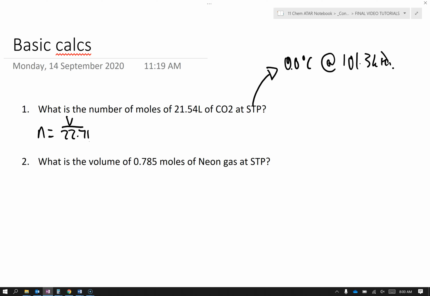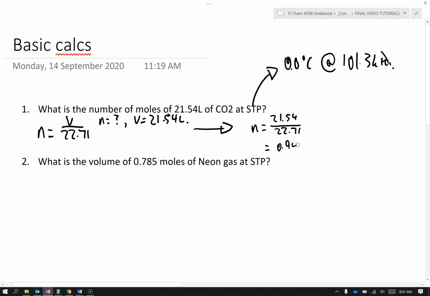So that is my formula. I know from my question that my number of moles is unknown and my volume is equal to 21.54 litres. I can then substitute these values in by saying n is equal to 21.54 divided by 22.71. And when I do this, I get 0.94855 moles. Super simple.